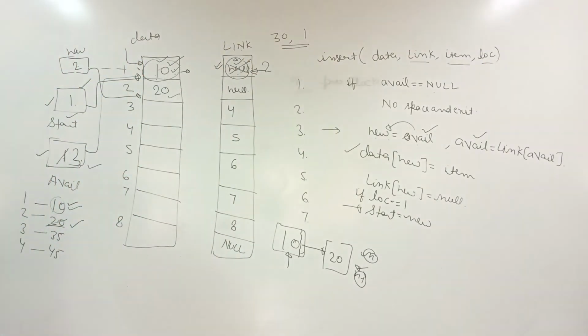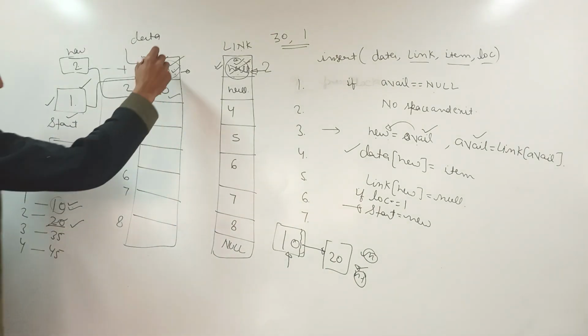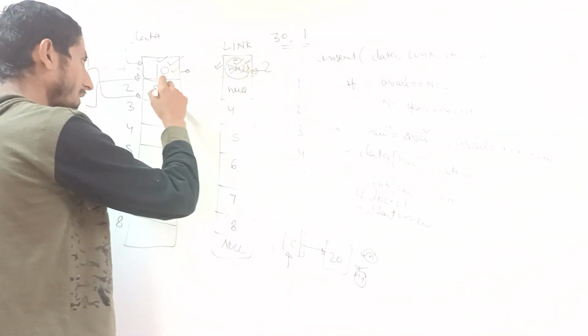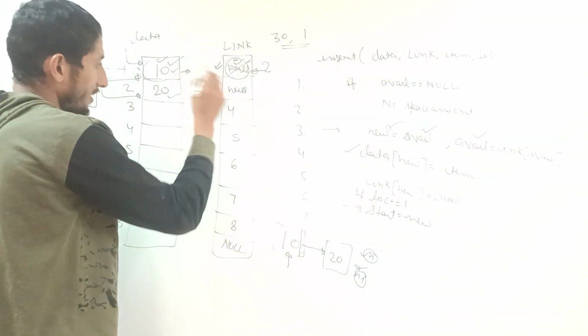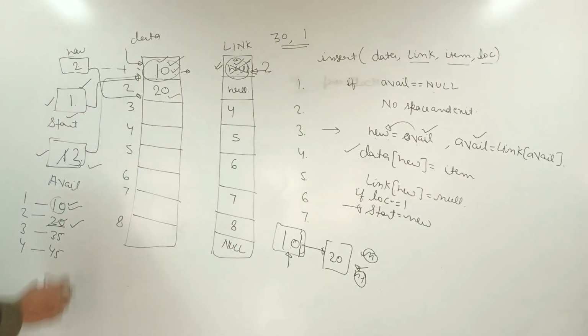So the meaning of this is that your linked list starts from location number 1 and the first value is 10. After that, the second value can be found at 2 and the value is 20. And after that, null. It means you have inserted 2 elements. Okay, then let me insert 35.